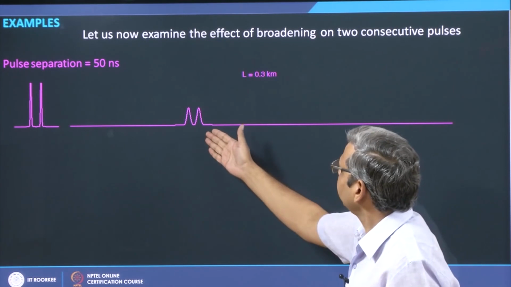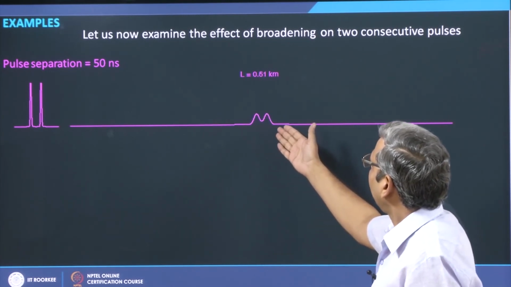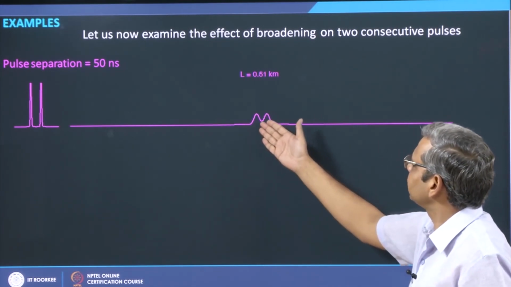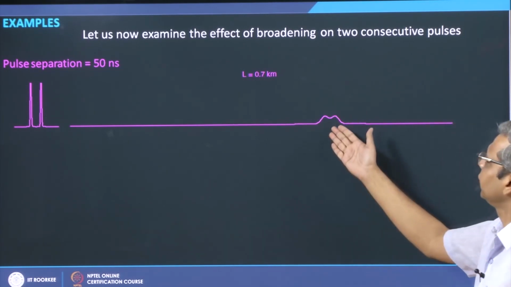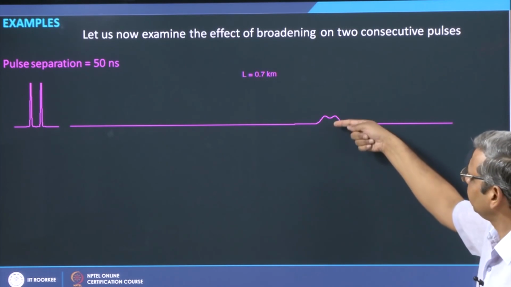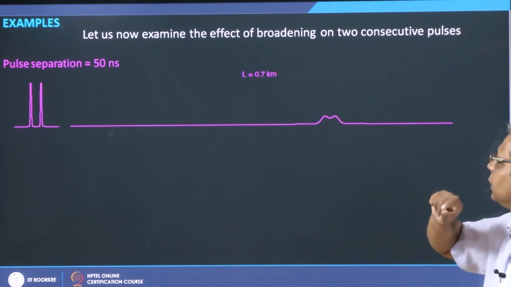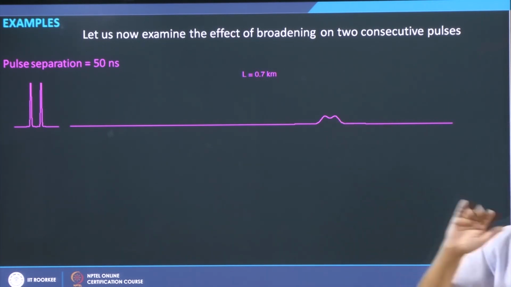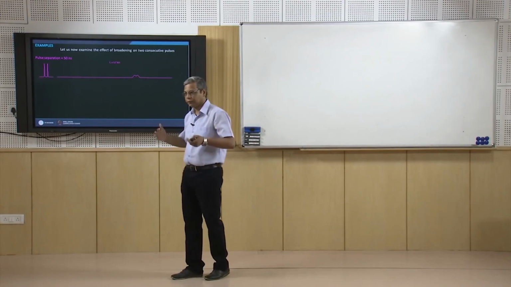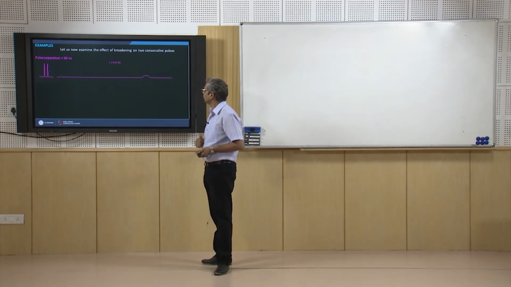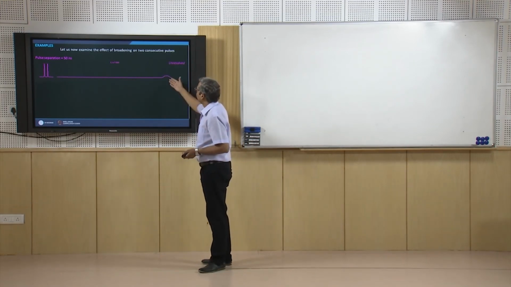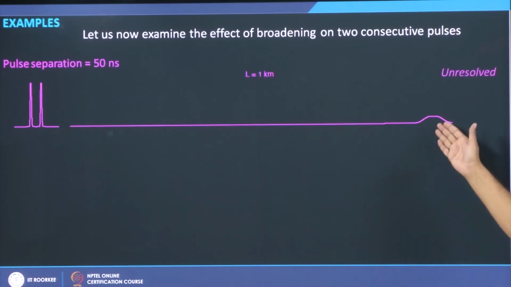You can see the broadening, and now you see they have started overlapping. Around this point, if the sensitivity of the detector is somewhere here, then you cannot make out where is your 0, where is your 1, they have completely overlapped. You cannot distinguish between the two pulses, and here at 1 kilometer length you cannot say that there were two pulses initially.